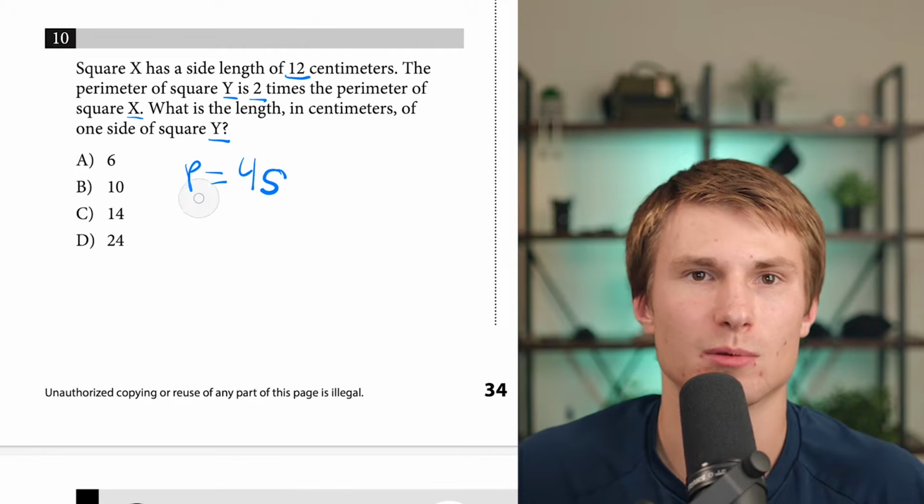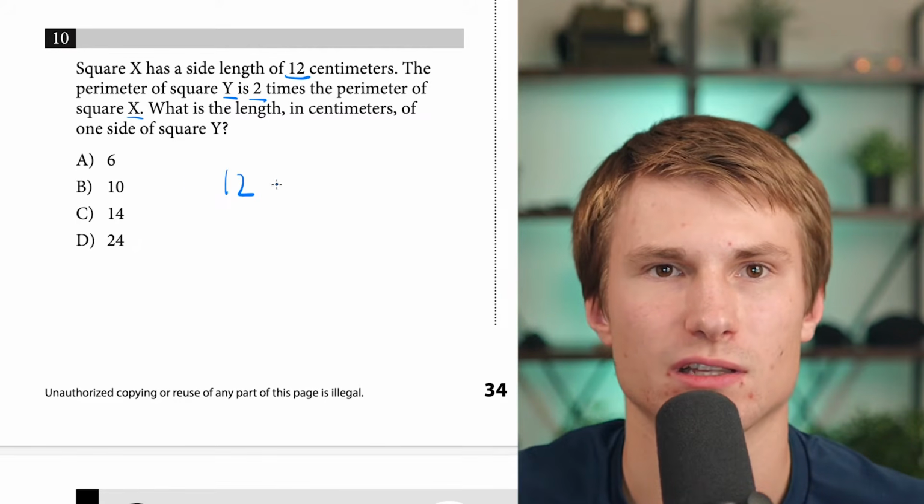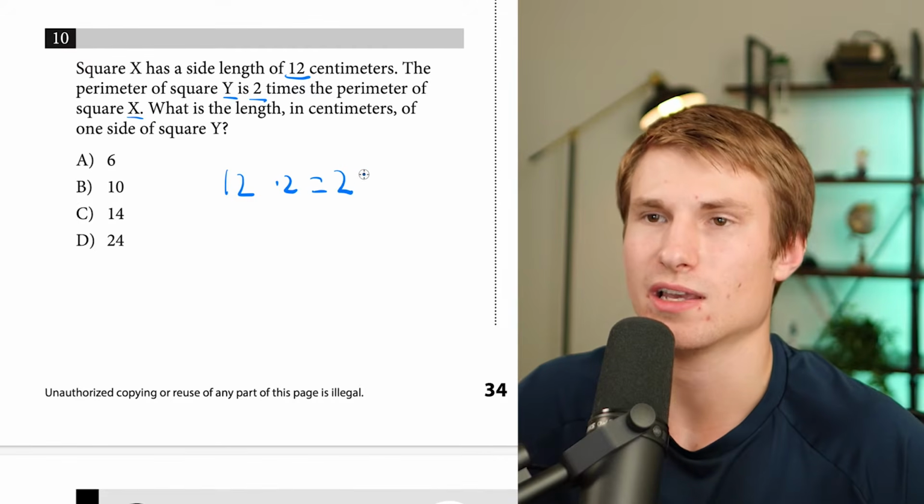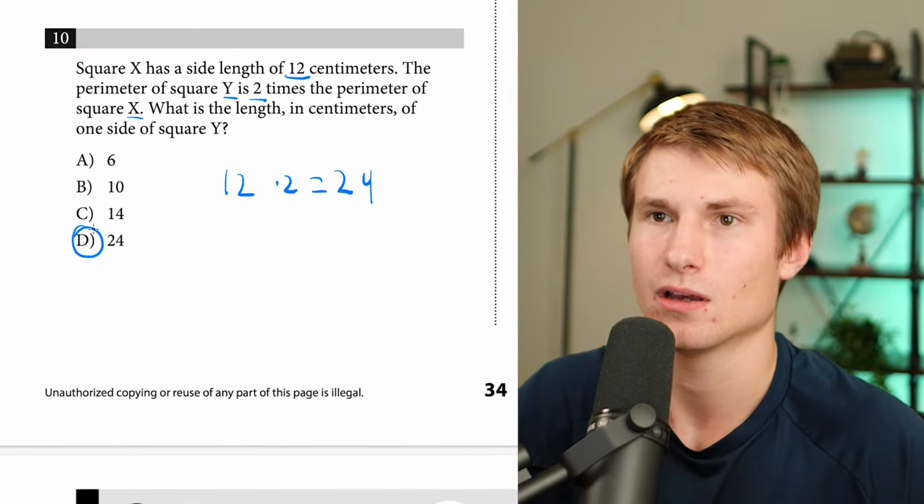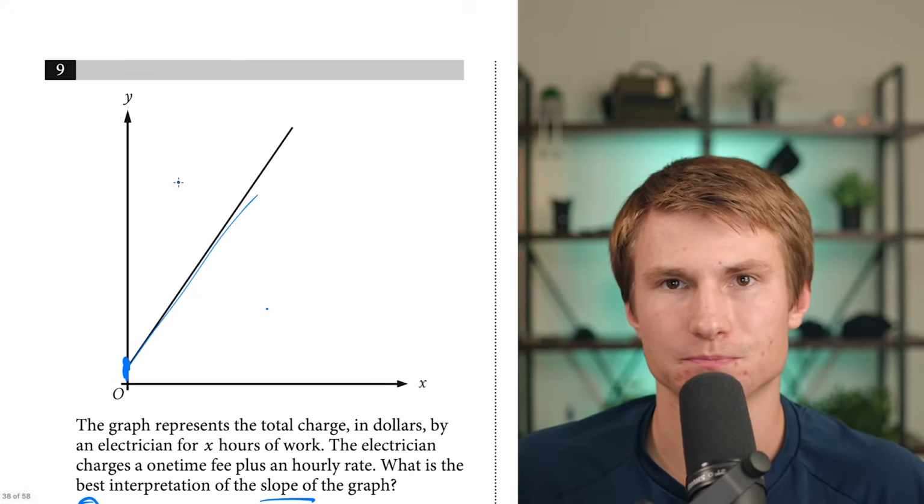So if we are doubling our side length from square x to square y, we have to take square x's side length of 12, multiply it by 2, and that gets us 24 for the side length of square y. Okay, moving on to question number 11 now.